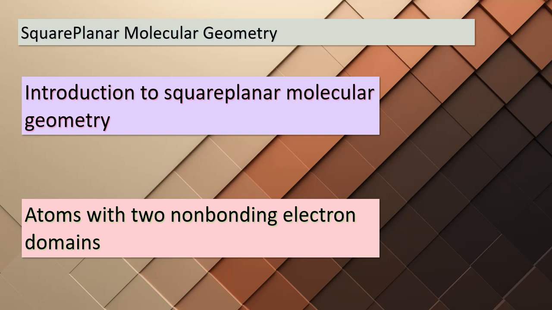Imagine a flat square with atoms positioned at its corners and you'll have a good visual representation. This geometry showcases the intricate balance between electron repulsions and the resulting molecular shape. As we continue our journey, keep in mind that the arrangement of electron domains has a direct impact on molecular properties.